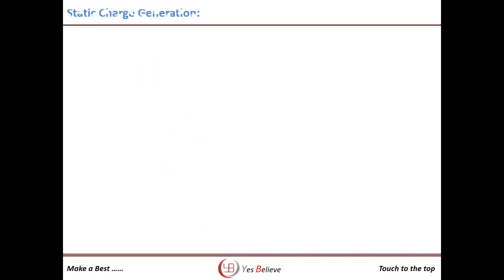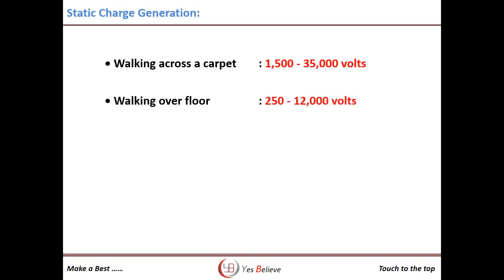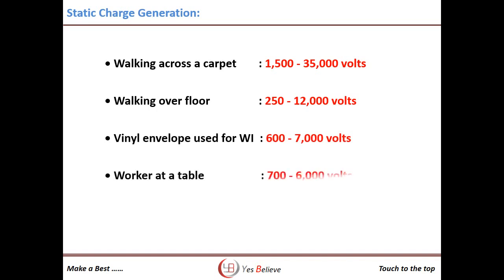Let's check how much static charge we generate by our day-to-day activities. When we walk across a carpet, we generate around 1500 to 35,000 volts. When we walk over a shop floor, we generate 250 to 12,000 volts. The envelope used for the work instruction generates around 600 to 7,000 volts. The worker working on the table can generate around 700 to 6,000 volts, and unwinding the tape, that is the scotch tape, generates 9,000 to 15,000 volts.